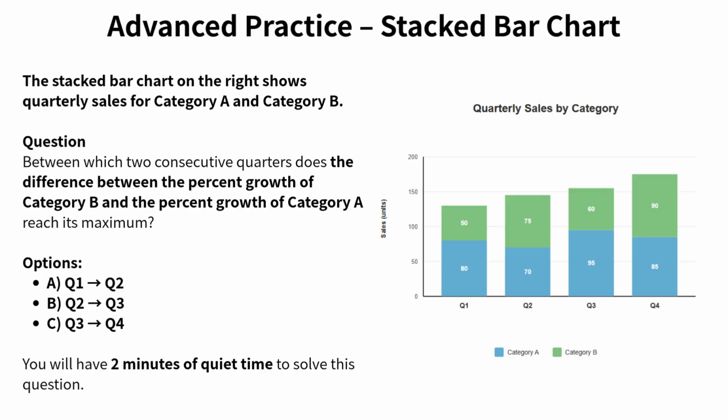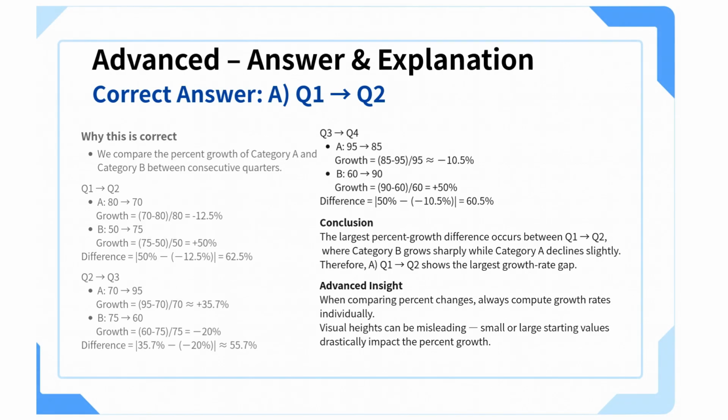The correct answer is Q1 to Q2. Let's compare the percent growth of each category between consecutive quarters. From Q1 to Q2, Category A moves from 80 to 70. That's a decline of 12.5%. Category B moves from 50 to 75. That's an increase of 50%. The gap between those growth rates is 62.5%.